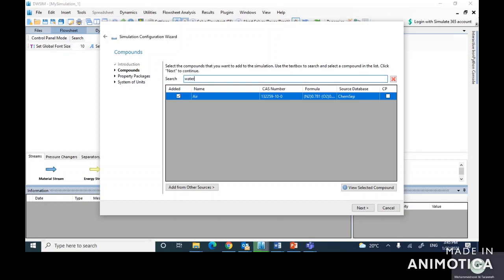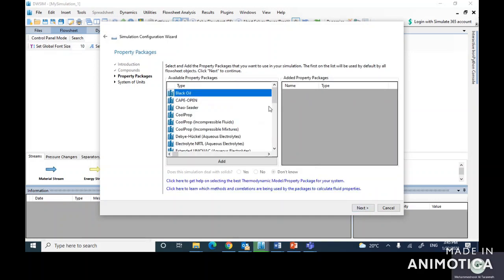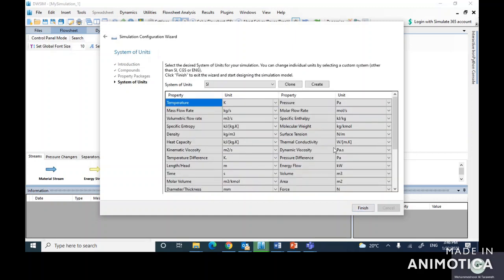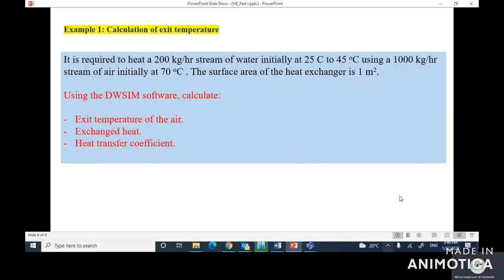Next, the same thing, choose water, and then click next. Here we need to choose the thermodynamic package. It depends on how complex your system is. Since we only have air and water, we can choose one of the simplest ones, which is Raoult's law. So click on Raoult's law, click add, make sure it is added here, then click next. Then we have to choose the system of units. To make life easy, the system of units here has to be similar to what we have in the statement of the question.